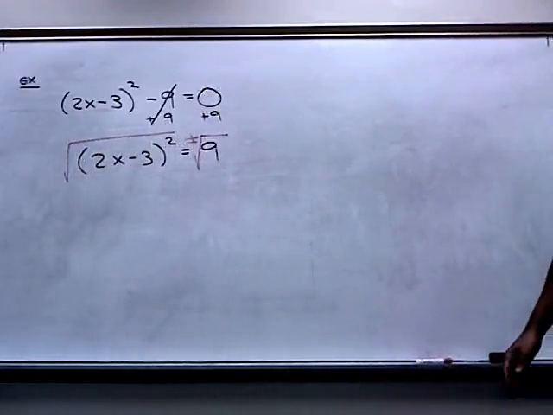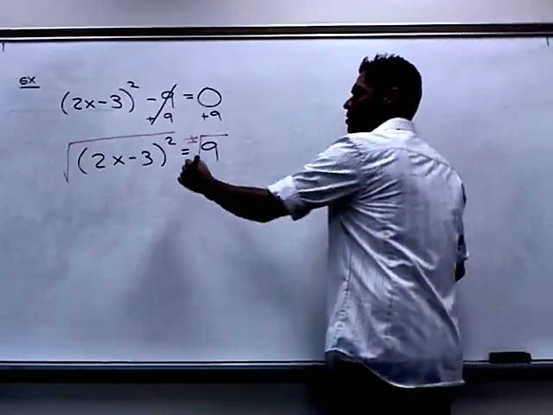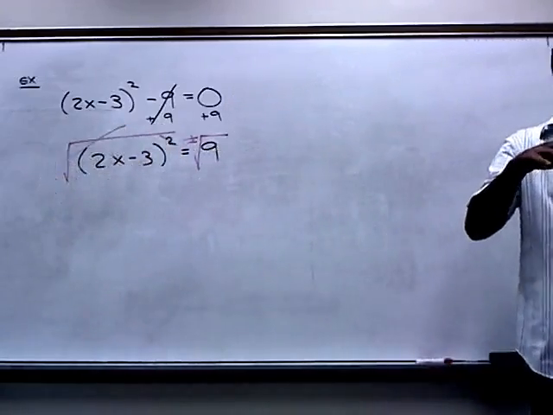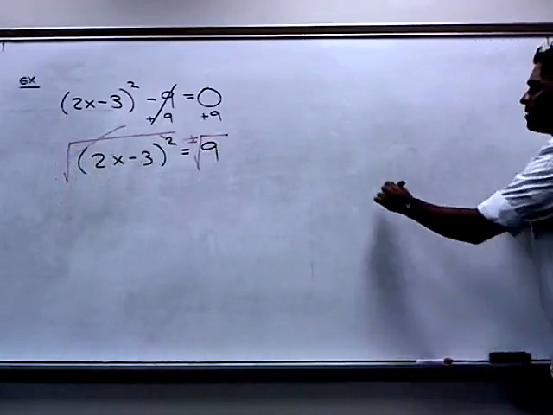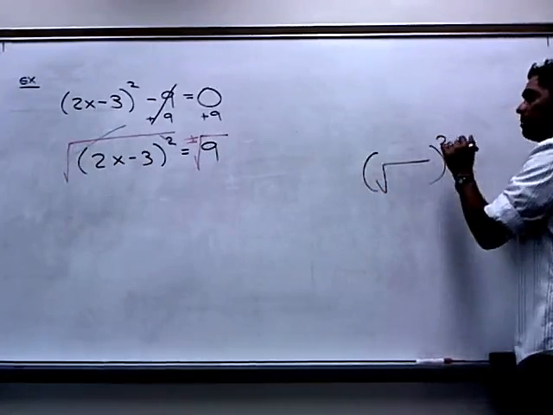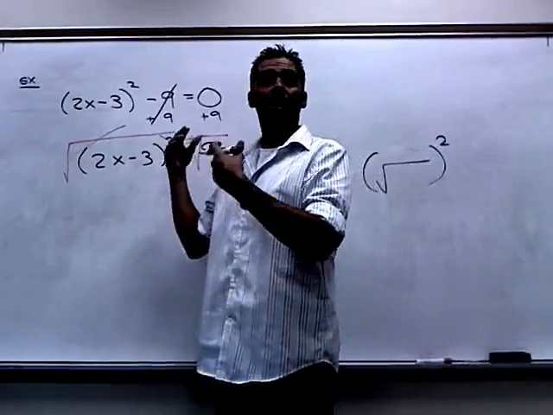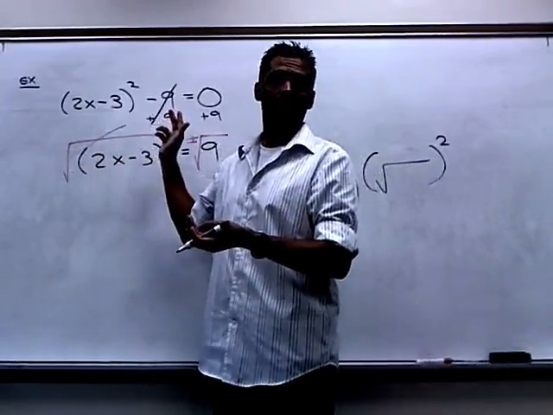And what happens on the left side? Both go away. The squared gets killed off by the square root. It's just like we did before, but opposite. When we had square roots, we would square them to make them go away. Now when we have something squared and we want to make it go away, we square root both sides.